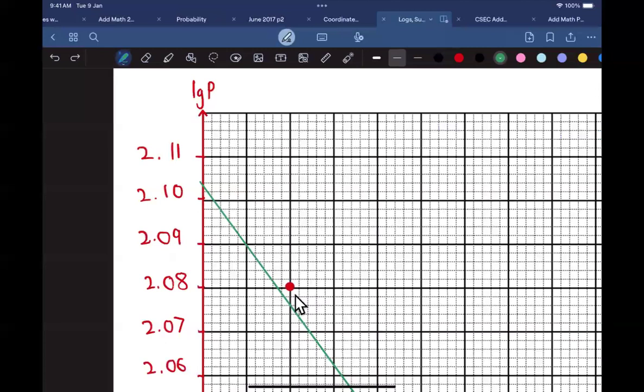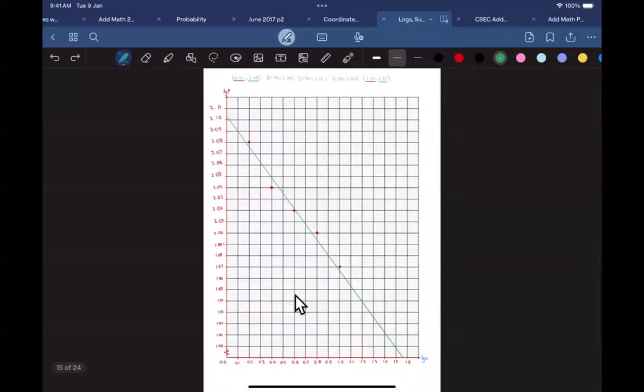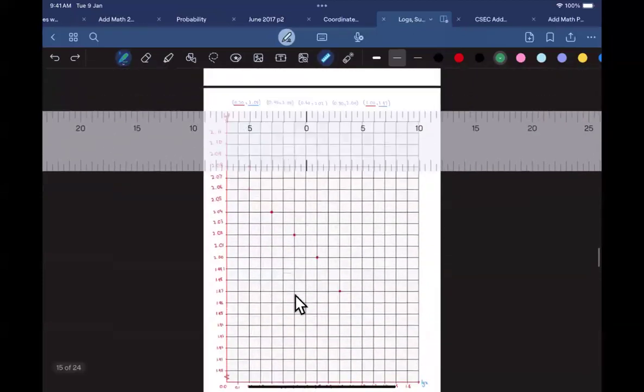Nicholas, I know you like archaeology. What was the question? Where is the line cutting the y-axis? Wait, let me make it a bit easier for you. I will make it a little nicer for you.